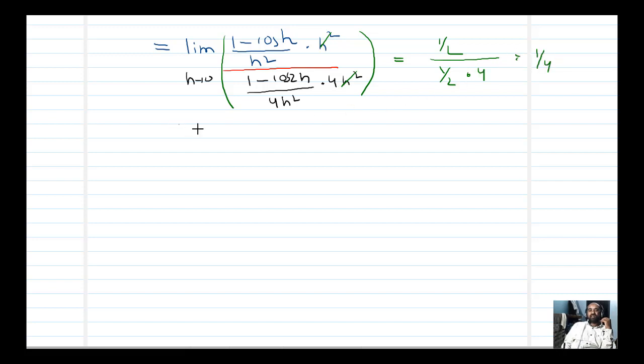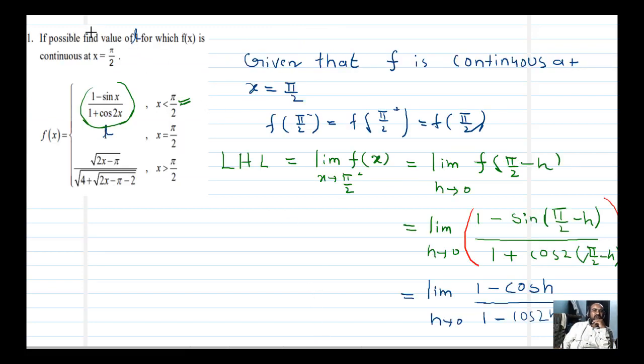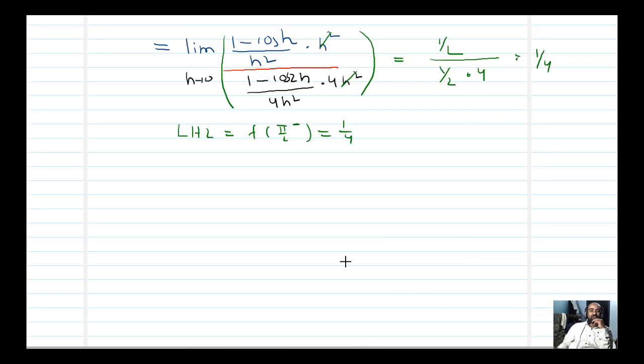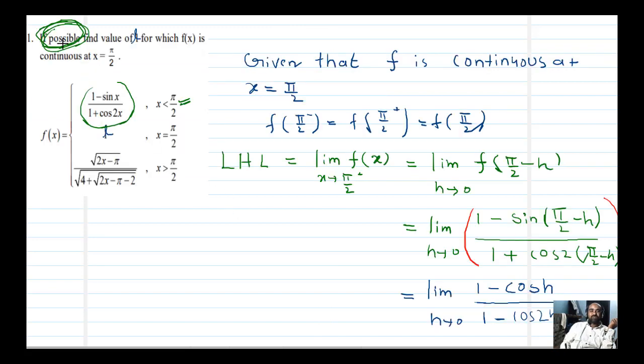What I got is LHL, that is f of pi by 2 minus, equal to 1 by 4. So what is the question? It says if possible, clearly given. If they just gave that it is continuous at pi by 2, then what is the value of L? Directly I can say that L equals 1 by 4 only. So LHL equals RHL equals f of pi by 2. But if possible means you need to find RHL also. If RHL also you got 1 by 4, then we can say the value of L equals 1 by 4. That's why here it is given if possible.